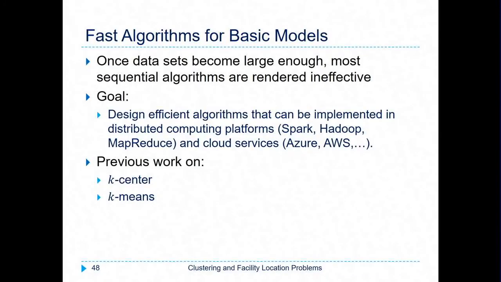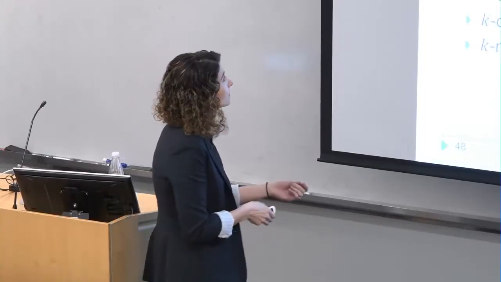I'm also interested in working on fast algorithms for basic clustering problems. Right now, the issue is that the data sets have gotten very large, and the classic algorithms don't work well on this data. So the goal is to find an efficient algorithm that can be implemented on distributed computation platforms and on cloud services.